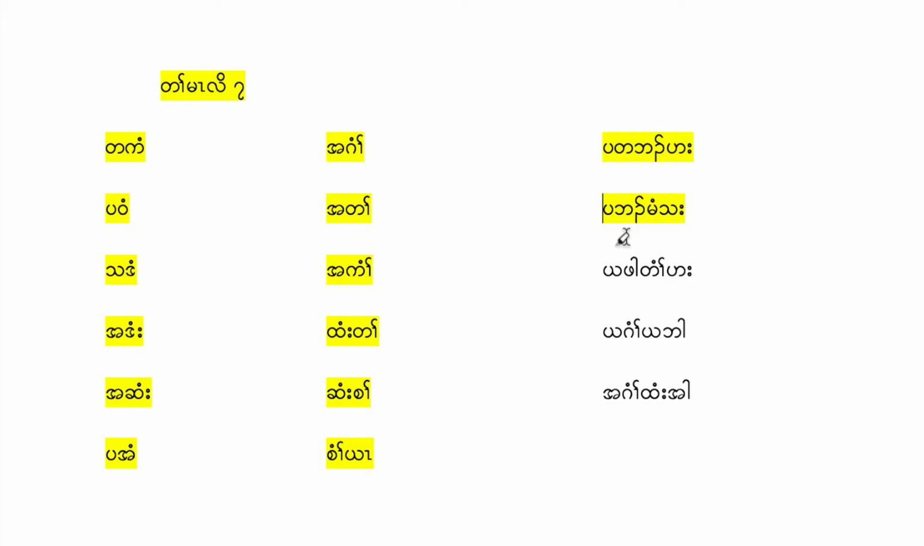Next one, babamitha. So babamitha is, ba is we or us. Mitha is satisfied or content.